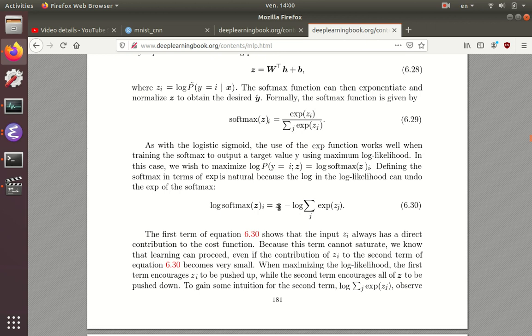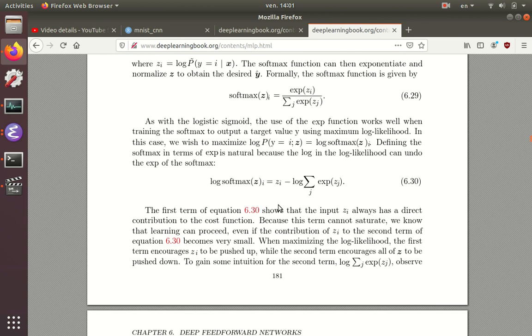the zi here is always going to have a direct contribution to the cost function. So even if the numbers here are going to saturate. What it means is sometimes the exponential is very big for one of the numbers and very small for all of the other ones, and so this term is maybe not going to be very useful in terms of learning, but this zi term here is always going to have a direct contribution to the cost function, and it's always going to have a gradient that's going to give us some information about how to update the model parameters. So that's what they're trying to explain in this equation right here.